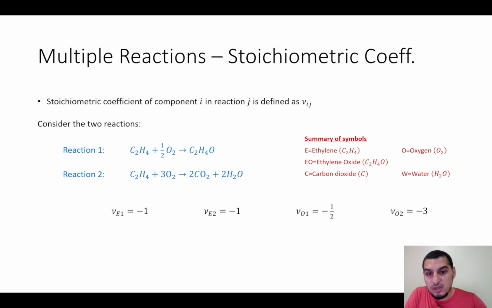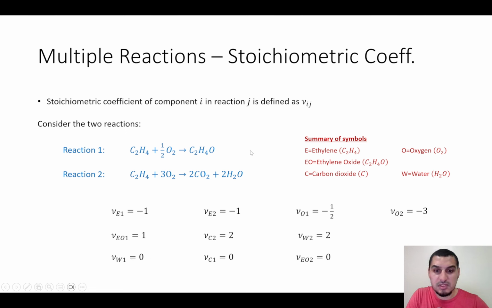The same for ethylene oxide. We have only ethylene oxide in the first reaction, so nu EO1 is 1. For carbon dioxide nu C2 is 2, for water nu W2 is 2. And of course there are some compounds that are not present in some of the reactions. So for example, the coefficient of water in the first reaction is 0. Carbon dioxide in the first reaction is 0. Ethylene oxide in the second reaction is 0. So this is something that we need to keep in mind when we have more than one reaction, that the subscript of the coefficient should include the two pieces of information.